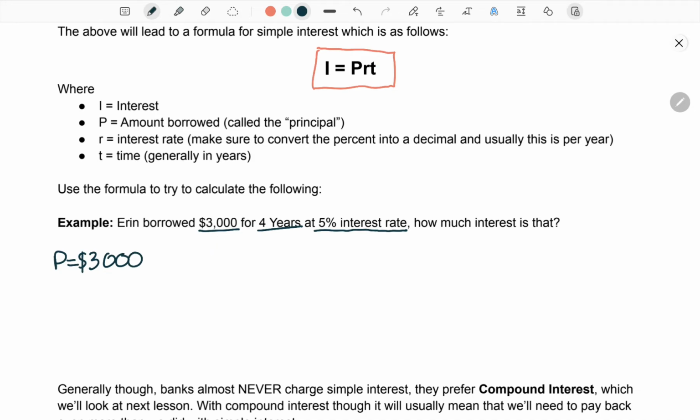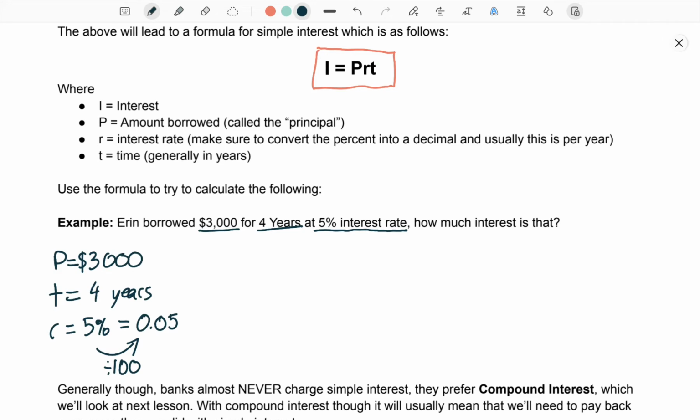Okay, next is the 4 years. 4 years, well, that's a time value. So we can just directly say T is equal to 4 years. Lastly is this 5% interest. So we can start off saying R is equal to 5%, but as I said, we want to convert this into a decimal. So to convert it into a decimal, divide by 100. 5 divided by 100 gives you 0.05.